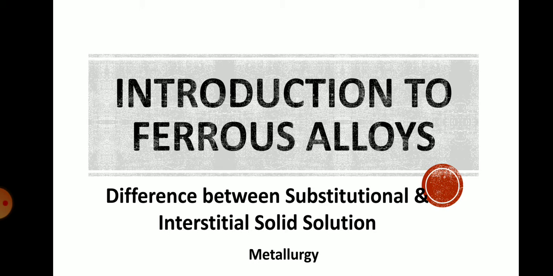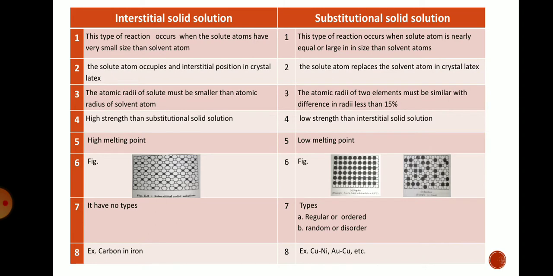In this lecture, we will see the difference between the substitutional and interstitial solid solution. In the last lecture, we have seen that in a substitutional solid solution, the atoms of solute replace the atoms of solvent element, whereas in an interstitial solid solution, the atoms of solute take positions in between the atoms of solvent. So we will see now the difference between interstitial and substitutional solid solution.